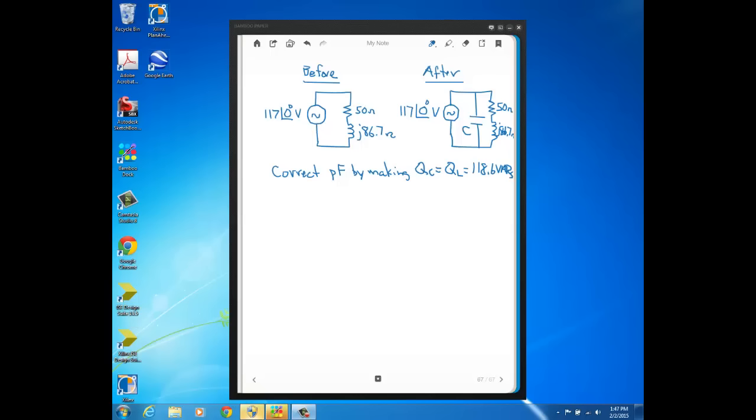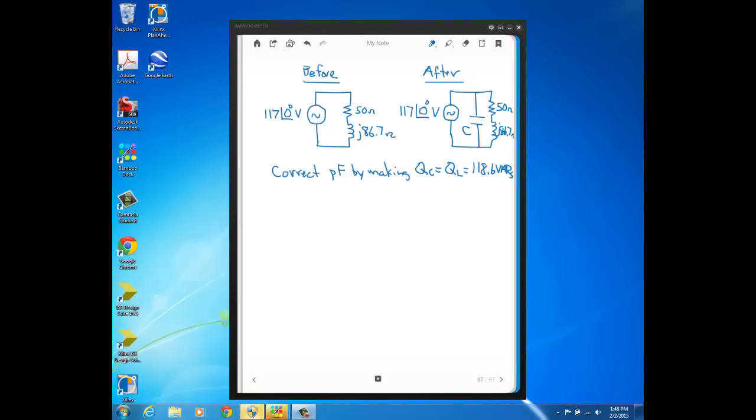Okay, let's continue on with power factor correction. So what we have here is our circuit before we correct the power factor, so just the source along with the motor. Now after we correct the power factor, the circuit's going to look like this. We still have the source and the motor. By the way, this is still j86.7 ohms. I just had to squeeze it in.